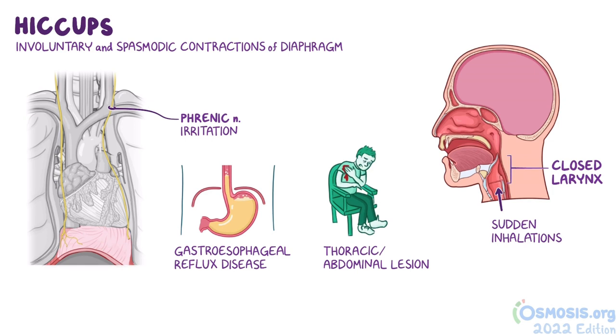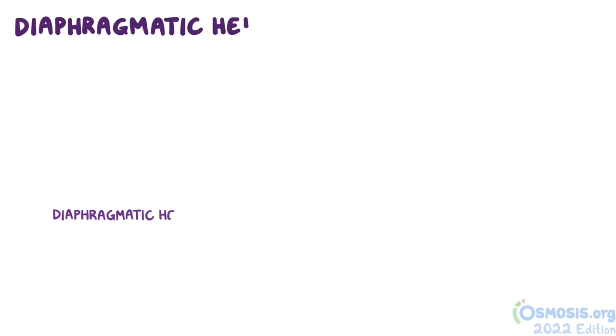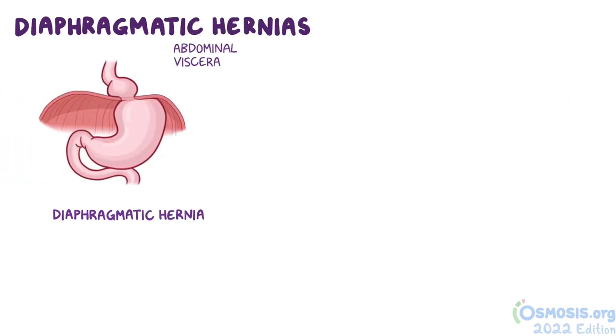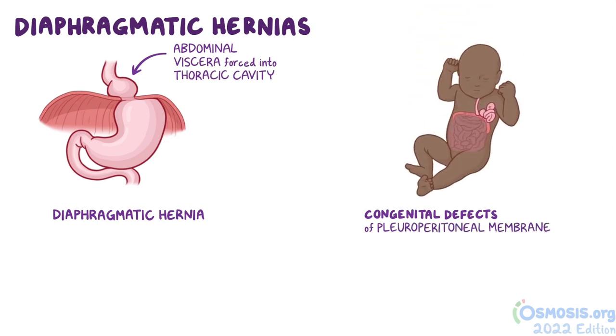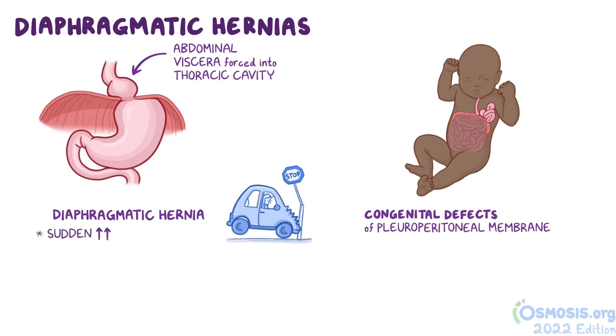Finally, let's talk about hernias. First, there are diaphragmatic hernias, which is when the abdominal viscera, for example the stomach or small intestine, can be forced into the thoracic cavity through any opening throughout the diaphragmatic surface. This can be due to congenital defects of the pleuroperitoneal membrane, or be the result of a blunt trauma to the abdomen, which causes a sudden increase in intra-abdominal or intrathoracic pressure, resulting in a defect of the diaphragm throughout its surface or at its attachment points. This increase in pressure leads to diaphragmatic rupture and herniation of contents through it.